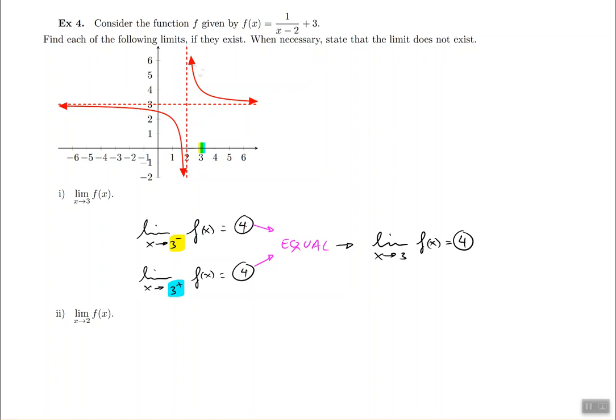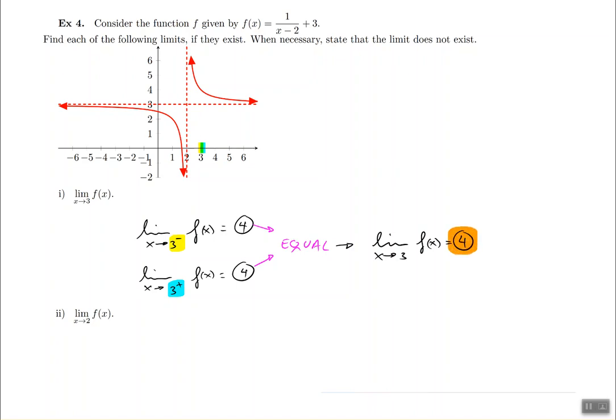This result is saying that no matter which side you come from, whether your stick figure walks from left to right or right to left, as they get close to 3, they will be at the height of 4. Doesn't matter if they're coming left to right or right to left. The answer is always going to be 4. So the final solution of the problem is that number right there at the end, 4.